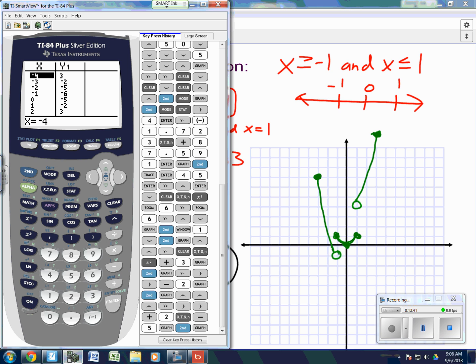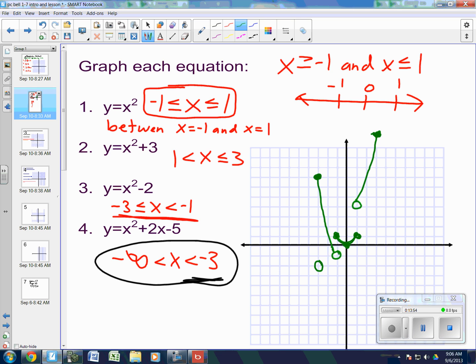So I go back over here and I find that at negative 3, the y value is negative 2. So negative 1, 2, 3, negative 2. Is it hollow or solid? It's hollow because it says x is less than negative 3, not x is less than or equal to negative 3.